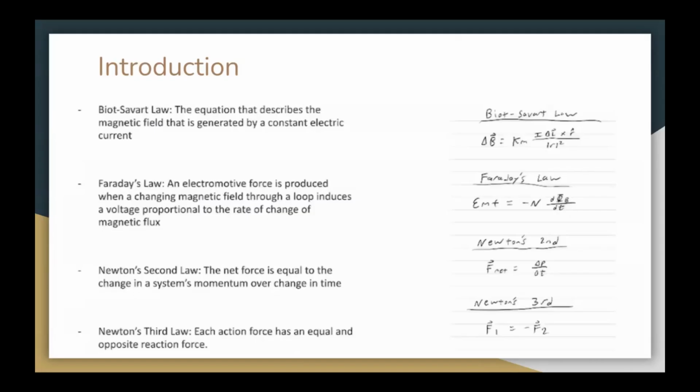So the Biot-Savart law is the equation that describes the magnetic field that is generated by a constant electric current. Faraday's law: an electromotive force is produced when a changing magnetic field through a loop induces a voltage proportional to the rate of change of magnetic flux. Newton's second law: net force is equal to the change in the system's momentum over the change in time. And then Newton's third law: each action force has an equal and opposite reaction force.